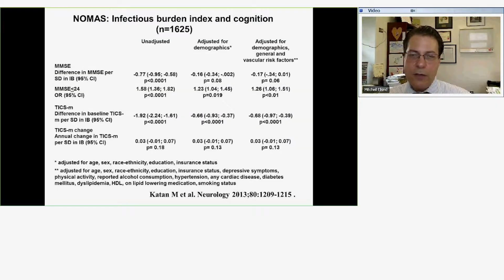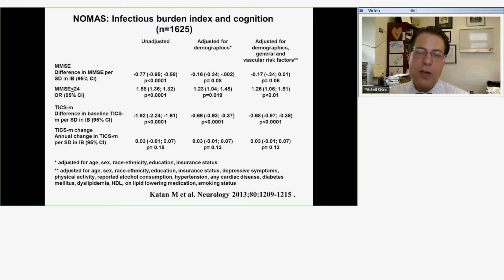And then someone near and dear to your heart, Samira Katan, did an analysis when she spent a couple of years with us here looking at the association of this infectious burden index with cognition, and found that the infectious burden was associated with mini-mental status and with our telephone interview for cognitive status at baseline, such that the more infections you had, the lower your cognition. Interestingly, though, it was not associated with a further decline in cognition over time, which may reflect the fact that these were older individuals when they were already enrolled in our study, and so we may have been catching them too late to see the further decline.